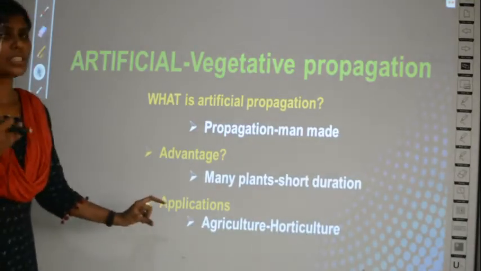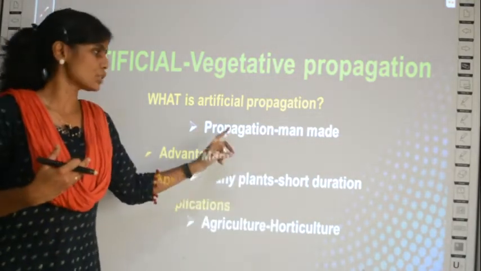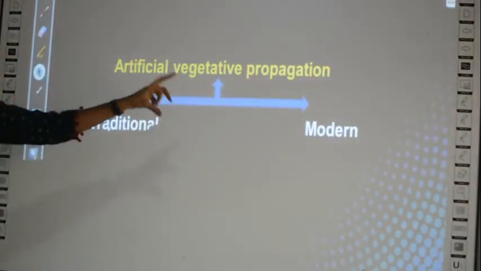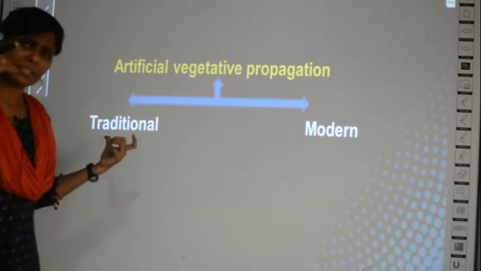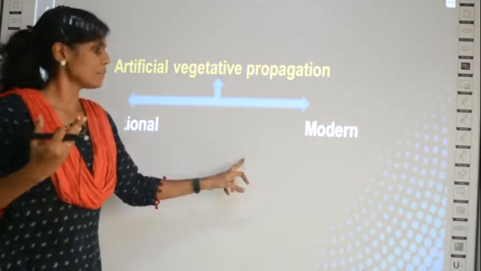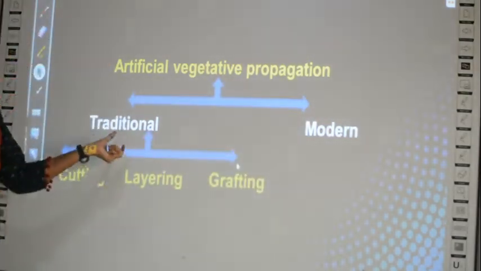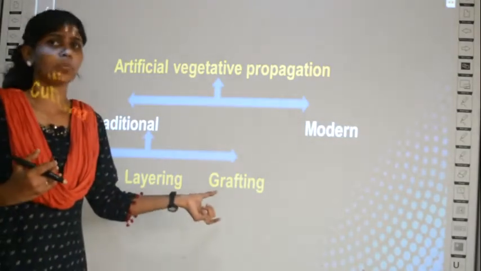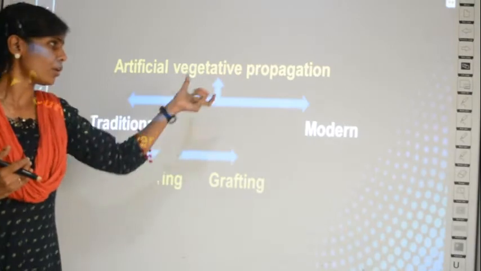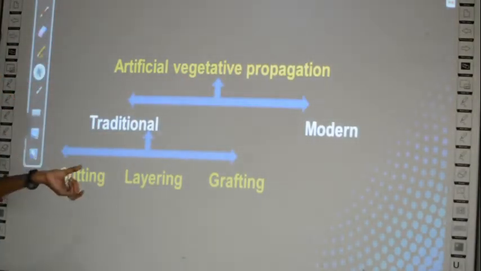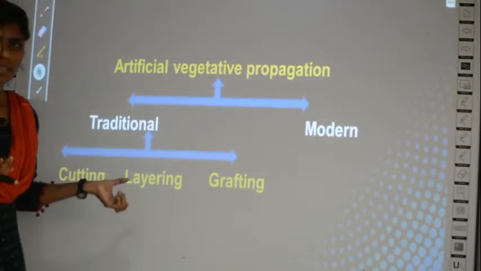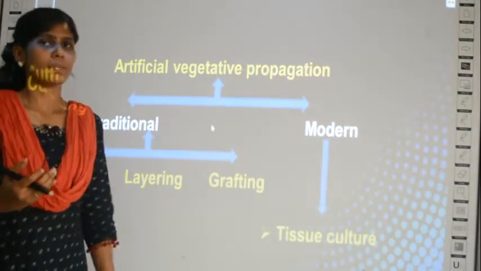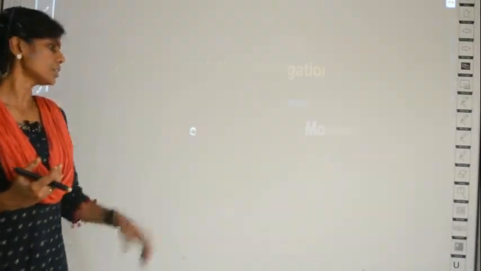And the applications, it is usually used in agriculture and horticulture. Artificial vegetative propagation can either be by traditional methods or by advanced methods. Traditional methods include cutting, layering and grafting. What are traditional methods used for artificial vegetative propagation? Cutting, layering and grafting. And modern method, tissue culture method is an example for modern method.